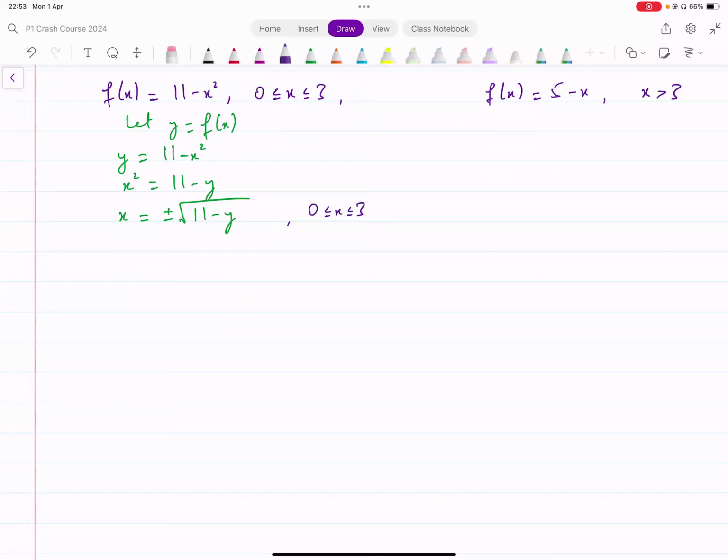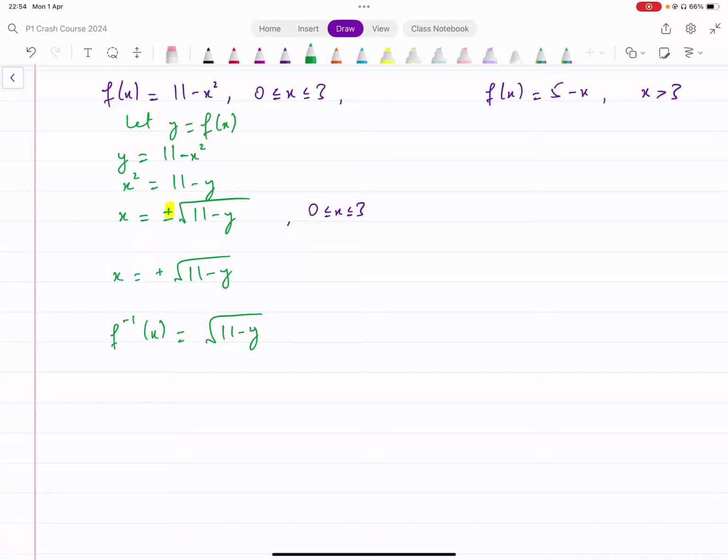It can't be a negative number. So how can you get a positive number from 0 to 3? You would get that with a positive sign here, right? So you should be using plus when you take the square root in this case. So it becomes plus square root of 11 minus y. Now you can change the variables. You can say f inverse of x equals square root of 11 minus y.